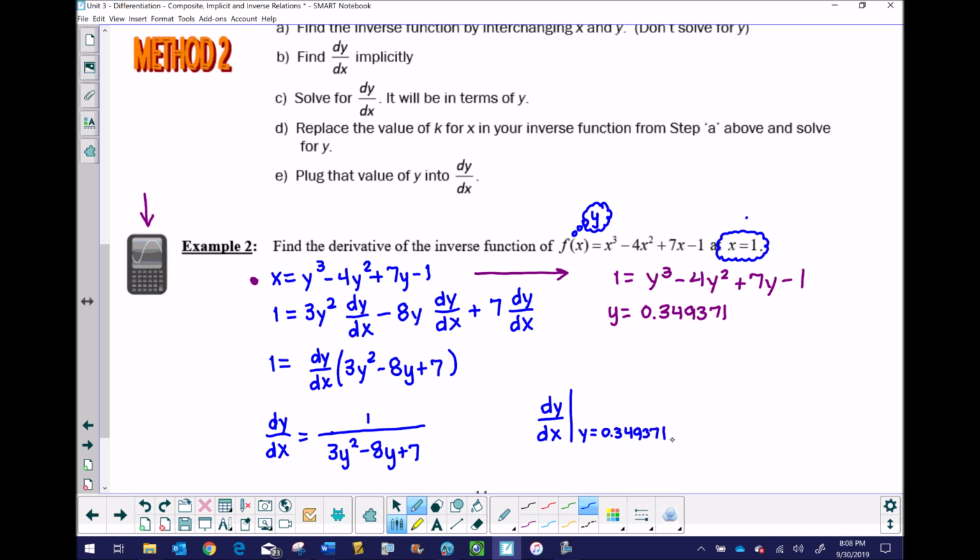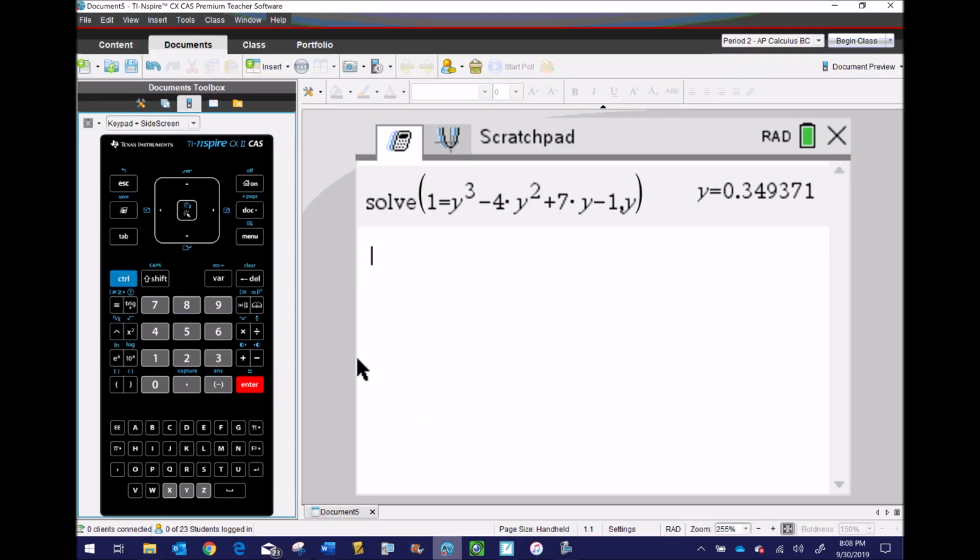Either one is in essence the same thing, and again, I'm going to have to use the calculator to pull that off. So to do that, I'm going to return to the graphing calculator, and I am going to type in that particular expression. 1 over, and I believe we had 3y squared minus 8y plus 7.